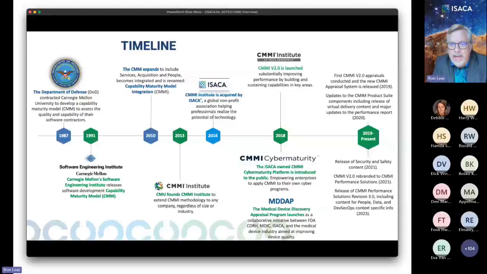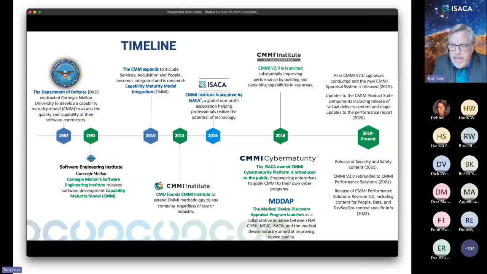And then shortly after we launched 2.0, we also launched our medical device discovery appraisal program, which is based on CMMI 2.0 and now 3.0, to address medical device industry findings that the Medical Device Innovation Consortium, or MDIC, and the FDA, the Food and Drug Administration, had in terms of addressing some of their approaches to doing continuous improvement in the medical device industry. We started accepting version 2.0 appraisals in 2019. We continue to make product updates since then.